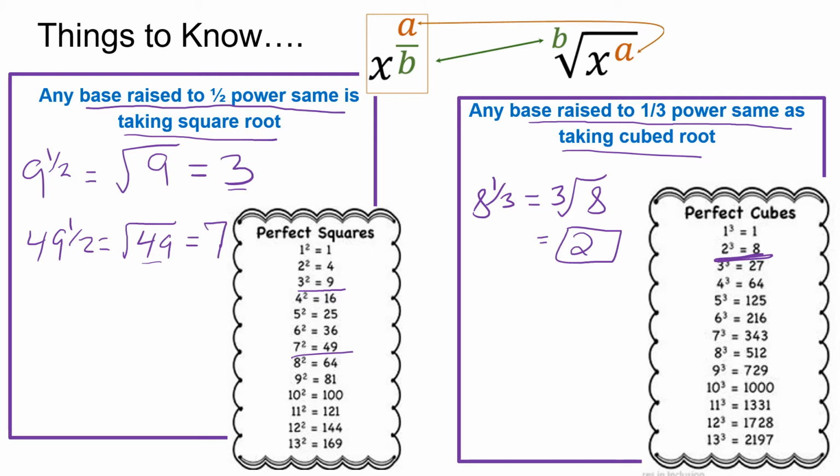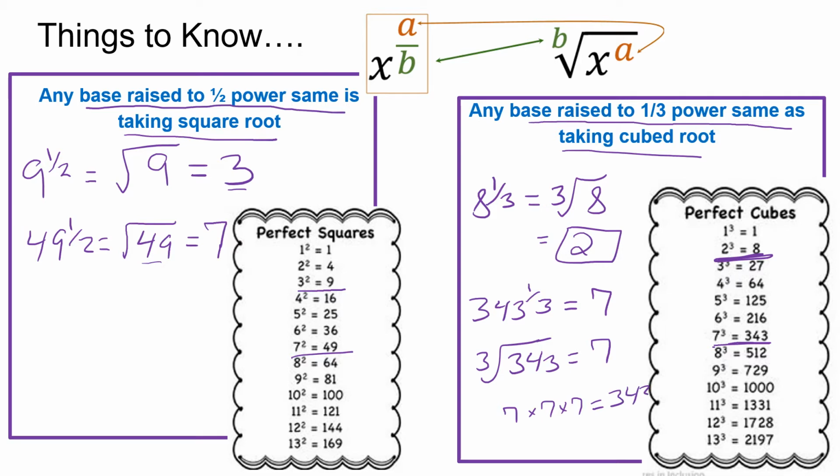If you have, let's use 343. If you have 343 raised to the 1/3 power, that would just be 7, because that is the same as a cube root of 343. And you're asking yourself, what number can I multiply 3 times itself to get 343? That is 7, because 7 times 7 times 7 is 343.